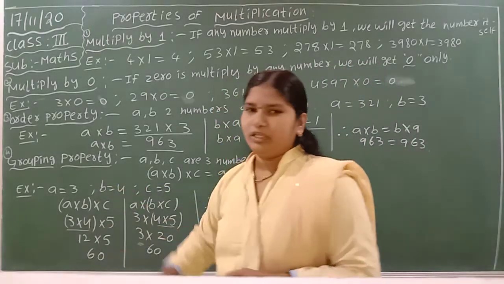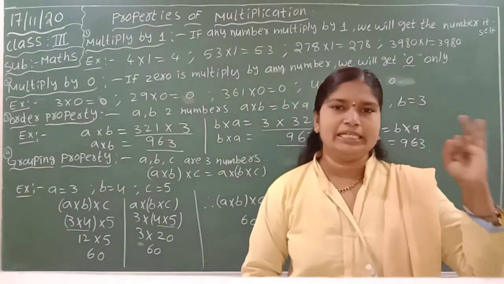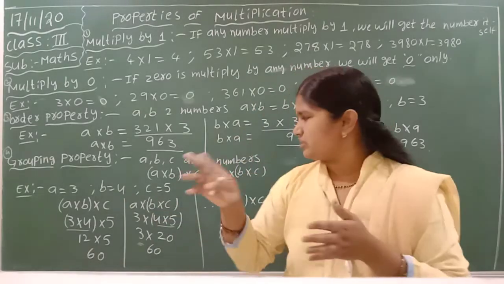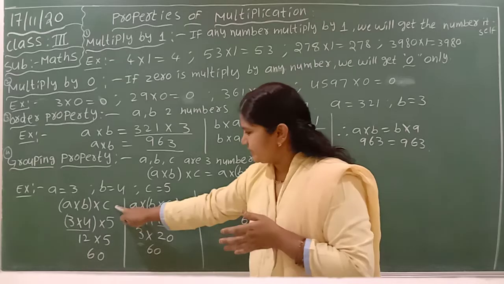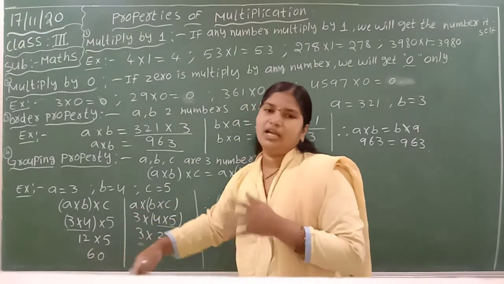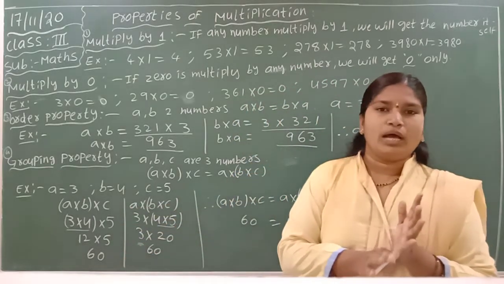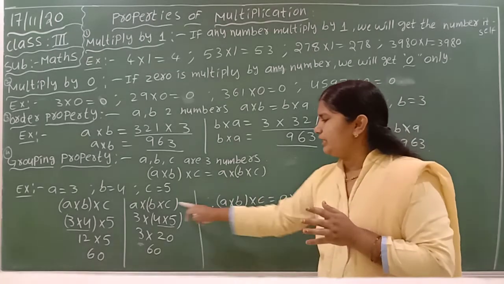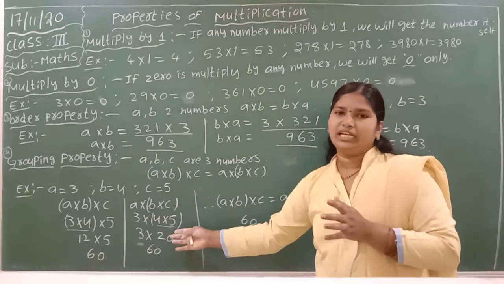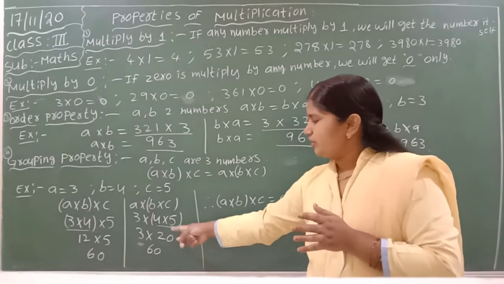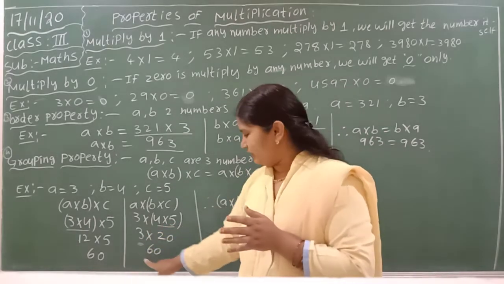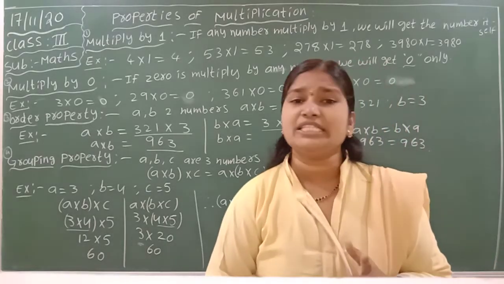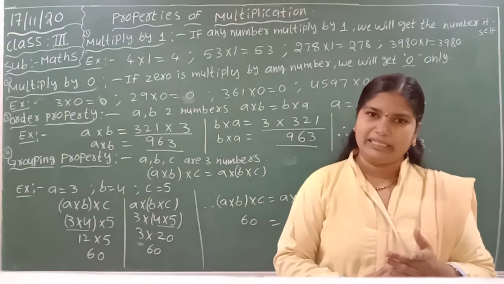Grouping property. If you take A, B, C as three numbers and you first multiply A into B, then C, you will get one answer. And you do the next part, that is A into, first you multiply B into C. Next you get one answer. That answer multiplied by A, you will get the same number. This is called the grouping property.